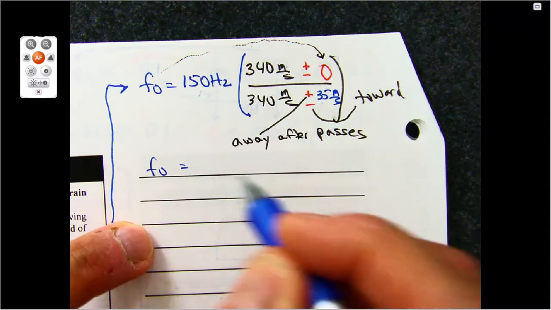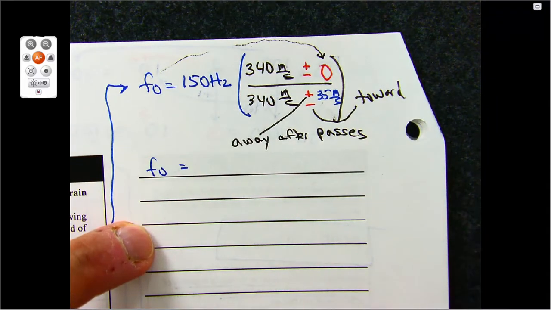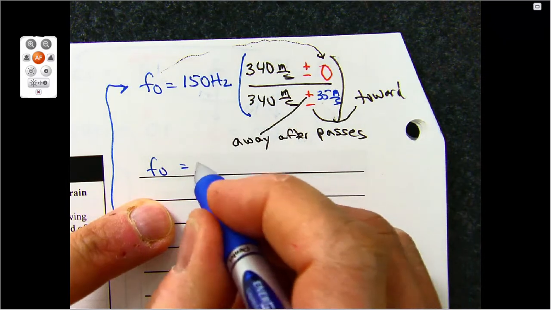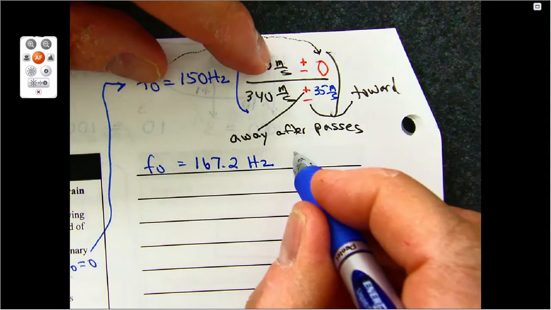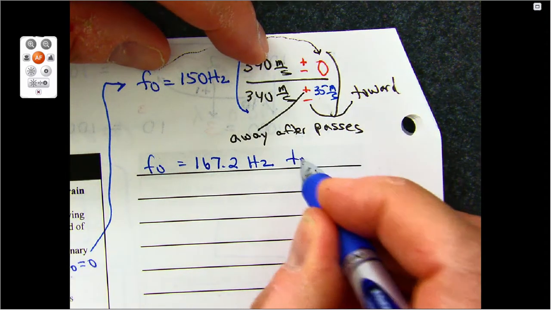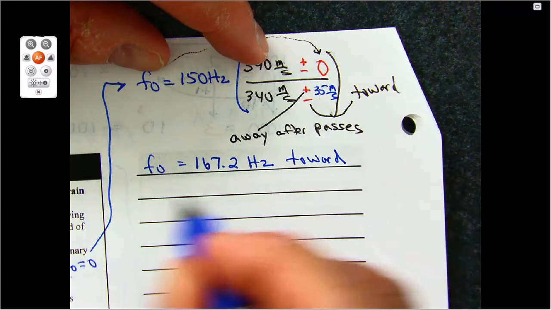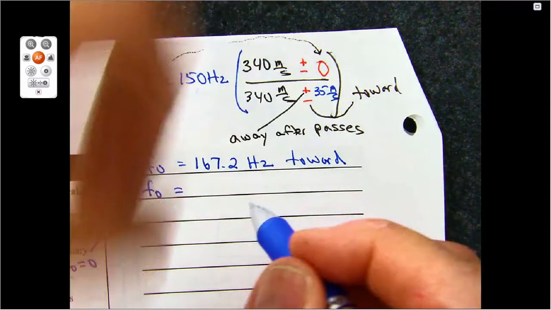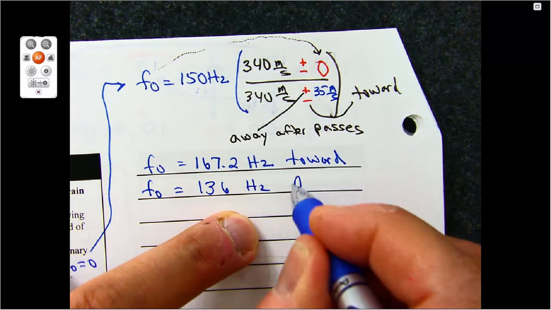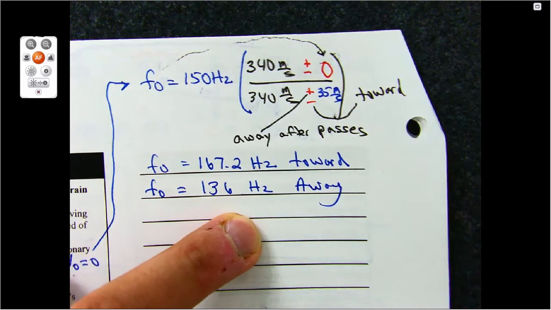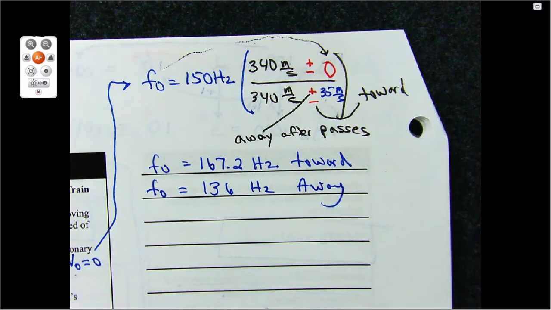So they would hear 167.2 hertz toward, and 136 hertz away. You always have to solve it before you solve it. You could. No. But you don't always have to, usually you're only solving for one.